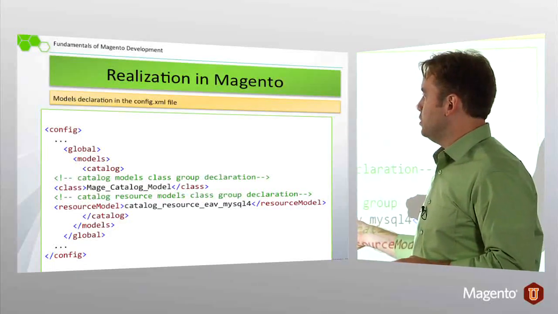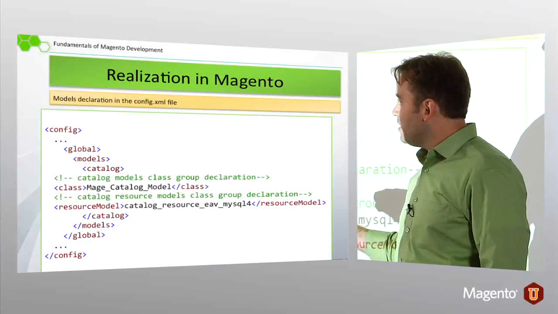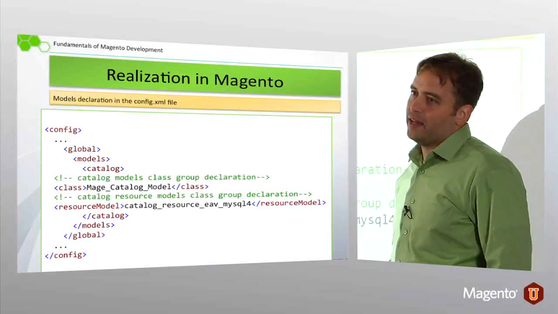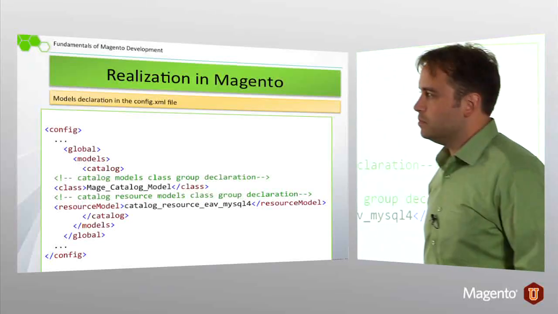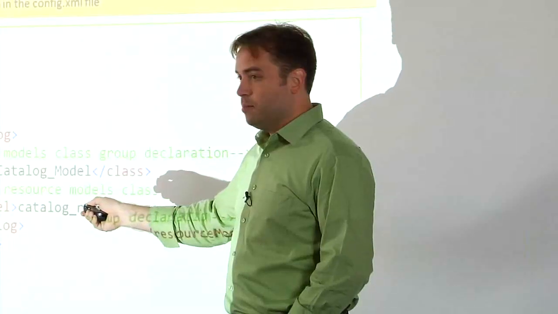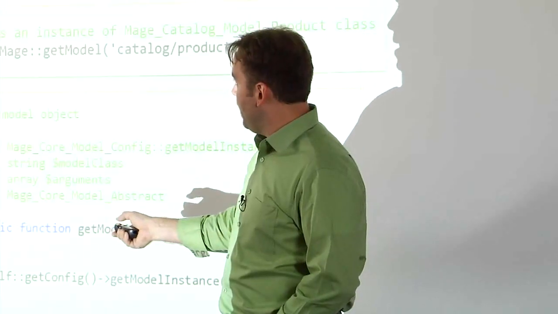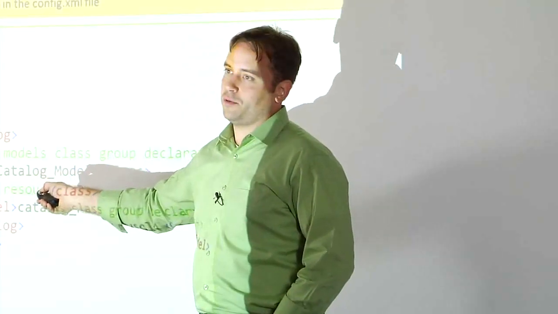So, here is everything you need to know about class group definitions in Magento. Config global, and then either models, helpers, or blocks. Inside that node, you make a node that is whatever you want it to be. So getModel uses the configuration object to look in global, in the models tag, and then we'll try and match this against something under models.